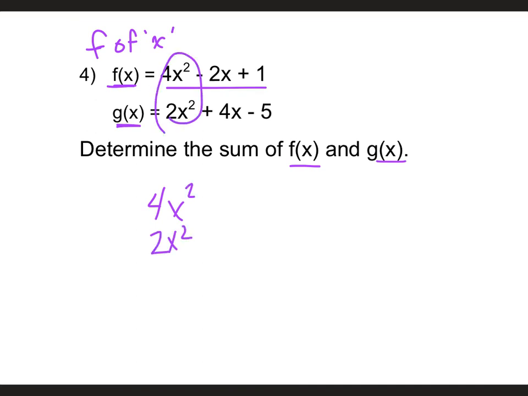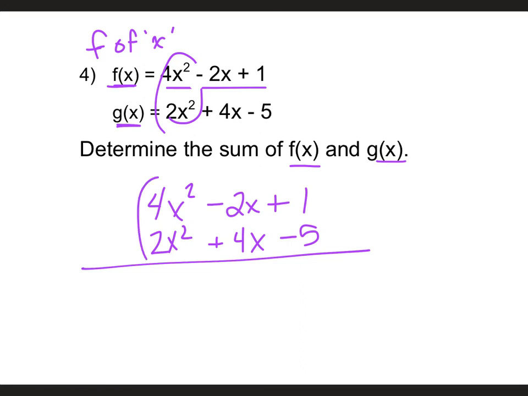But I'm going to set them up. I can't see what that says. Is that a plus? Okay. Minus 2x plus 1, and 2x squared plus 4x minus 5. Combine the like terms. The 2 and the 4 is 6x squared. The negative 2 and the positive 4 is a positive 2x. And 1 minus 5 is negative 4. Sorry, it gets all weird sometimes.